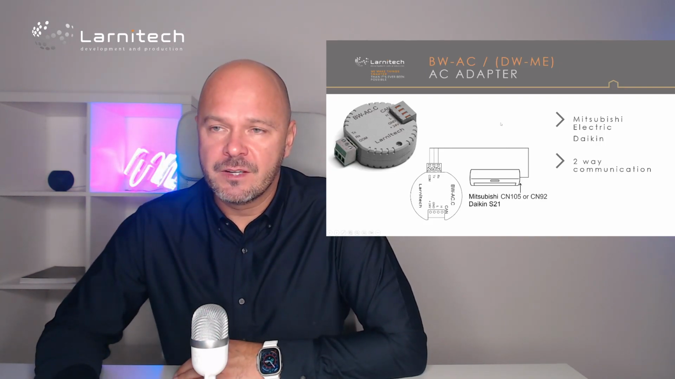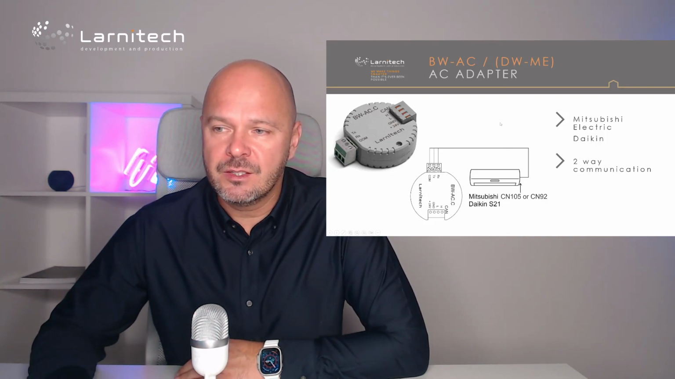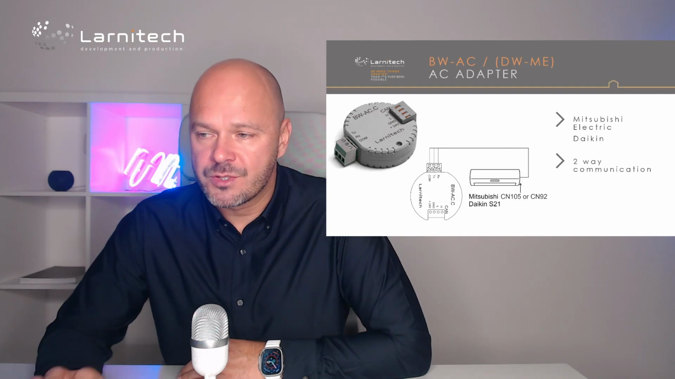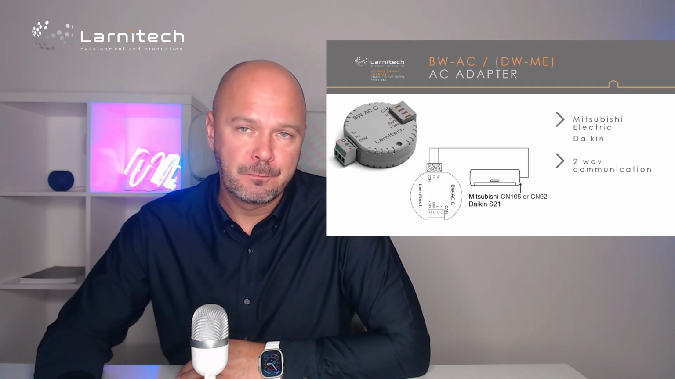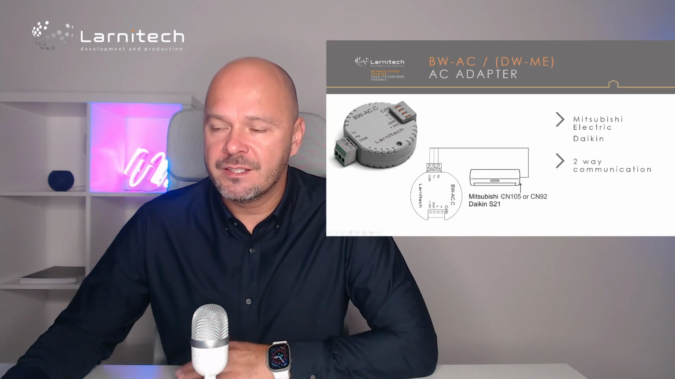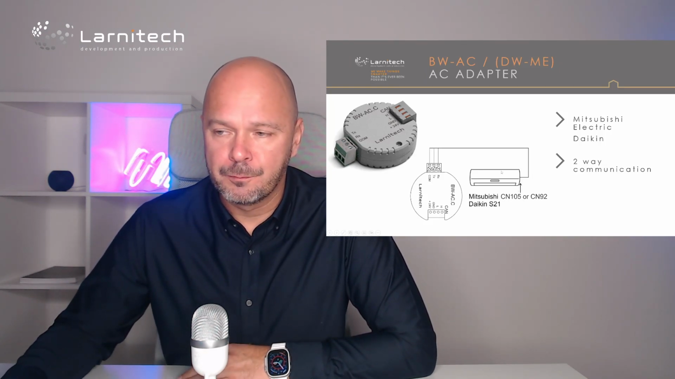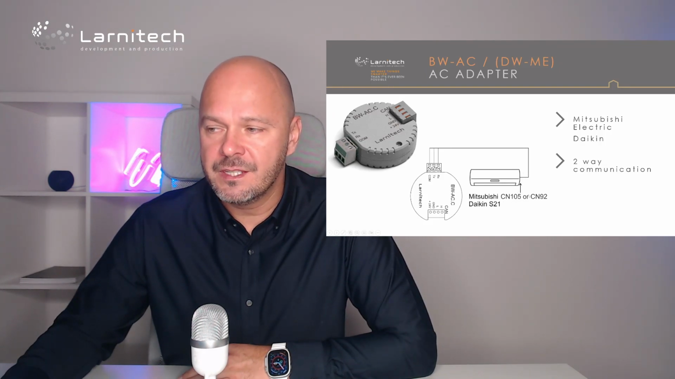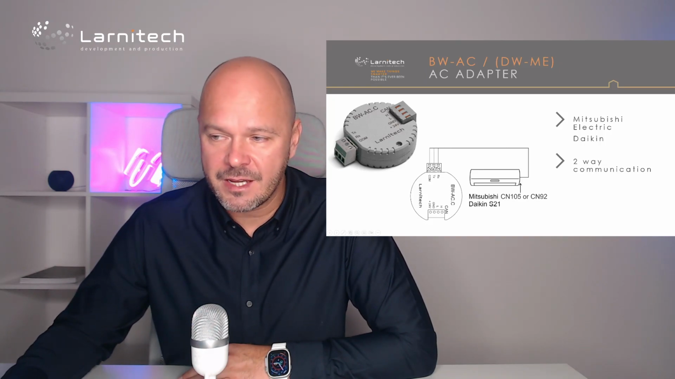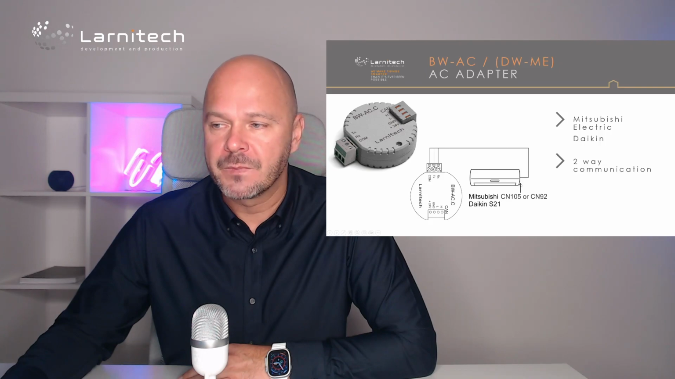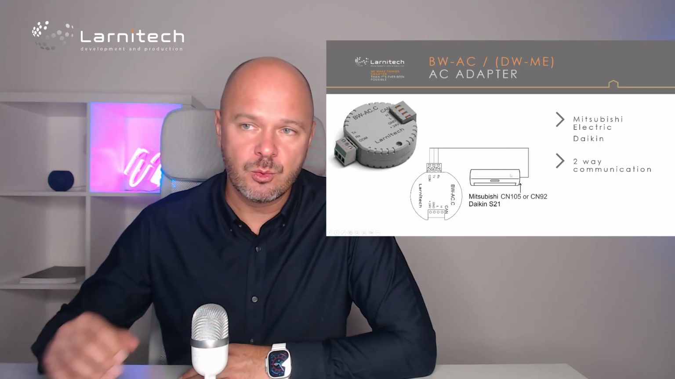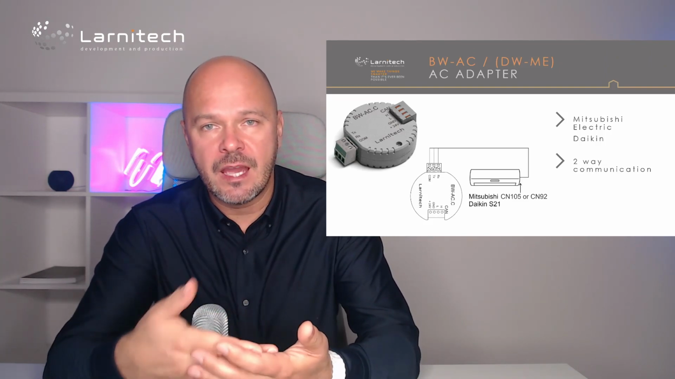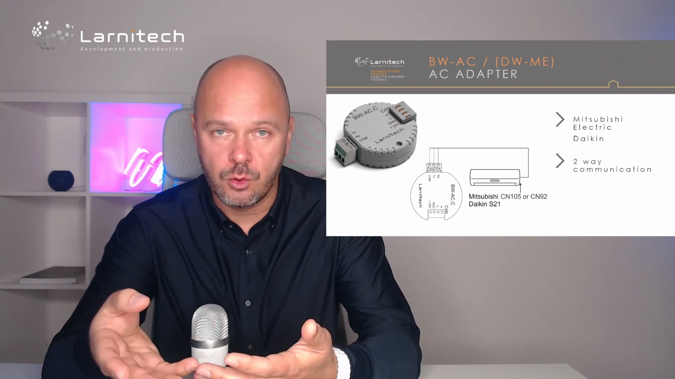This one is a very nice device, which is using direct connection to the air conditioner. Supports Mitsubishi Electric and Daikin. You connect inside the internal module of the air conditioner to CN105, CN92 connector, and sometimes Daikin uses S21 connector. So once you connect it, it uses 2-way connection to the AC, and immediately you will see the widget in the application to have the 2-way control of the AC.